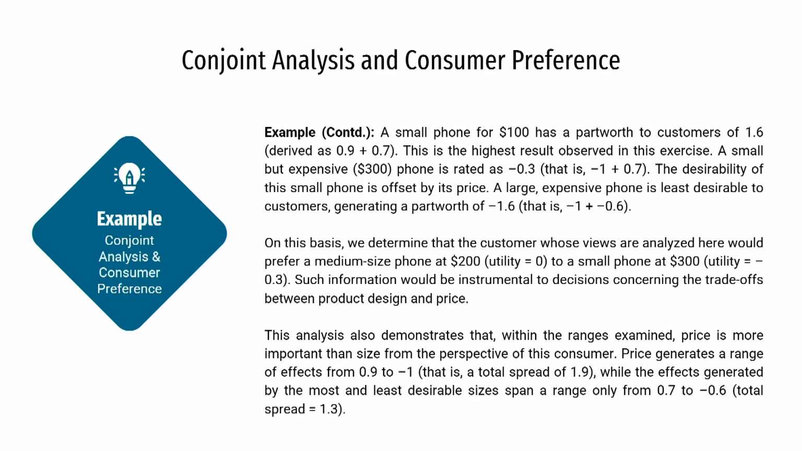This is the highest result observed in this exercise. So this combination will have the highest result, right. A small but expensive phone is rated at minus 0.3, that is minus 1 plus 0.7, that is minus 0.3. So this way we can calculate the score associated with various available combinations. On this basis, we determine the customer whose views are analyzed here would prefer a medium size phone priced at $200, with a utility of 0, and a small phone priced at $300, with a utility of minus 0.3.